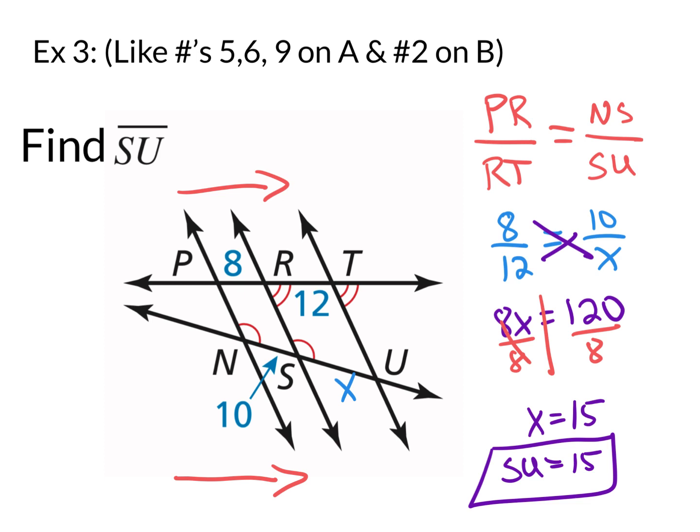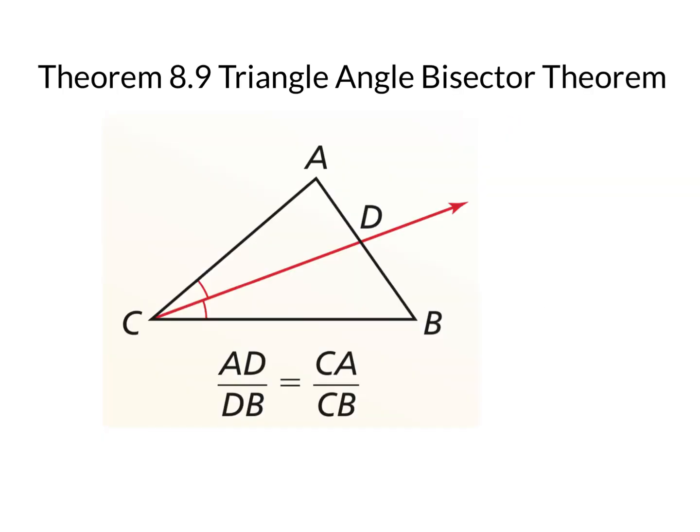What if it was looking for NU? What would we do? Add that to the part. Yeah, if it was looking for NU, we'd have to find this one, and then once we found this one, we would add it together just to get the total length. All right, to me, this one's the one you really gotta use a little more of your brain power for. It's not always quite as obvious.